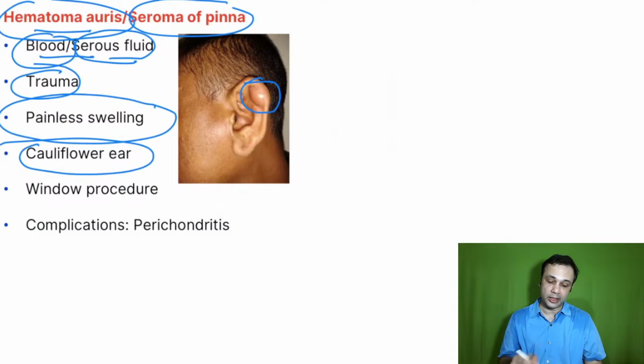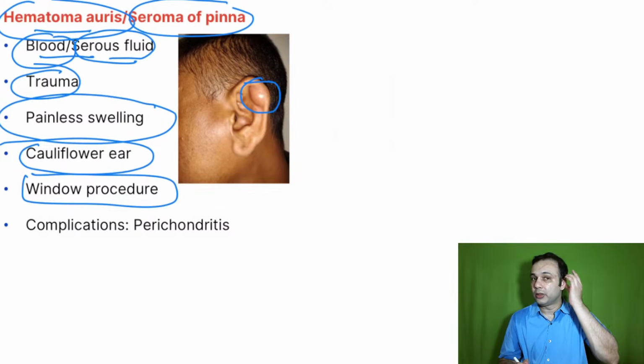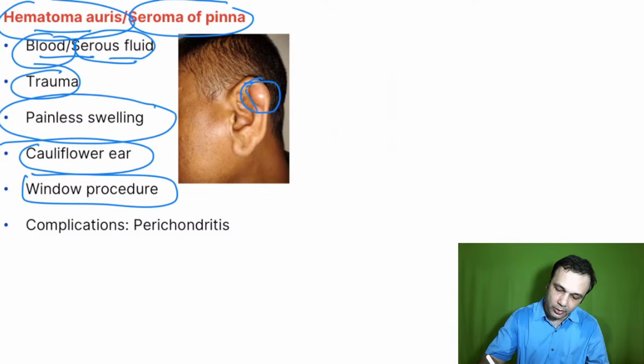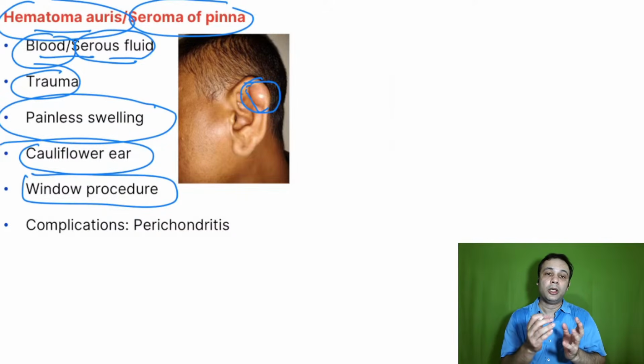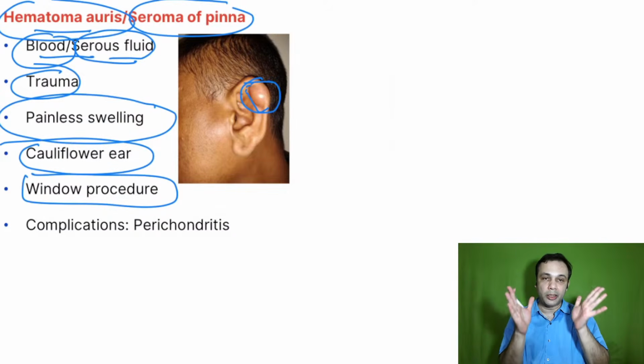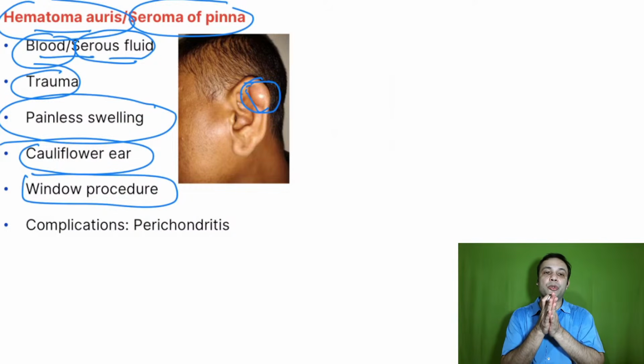Why? We have already seen. What do you do? You do a window procedure. You can create a window in the cartilage, either from the front or lateral aspect, or from the medial aspect. Create a window, drain out all the serous fluid, and then put a tight pressure bandage. It usually resolves.